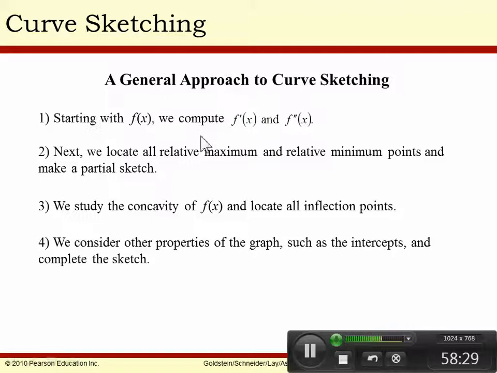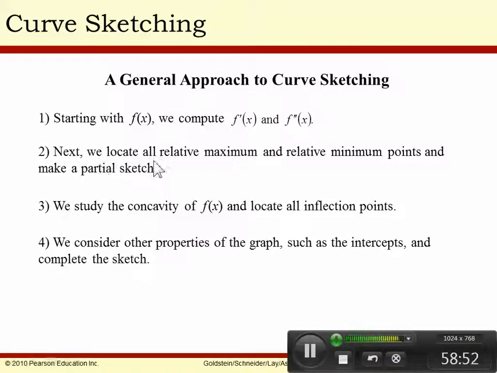If we want to sketch something, we want to know what f prime of x and f double prime of x are. Why? Because if f prime of x is positive, we're going up. If it's negative, we're going down. If it's 0, we're flat at the top of a hill or something. If f double prime of x is positive, we're concave up. If it's negative, we're concave down. So we want to know what these are.